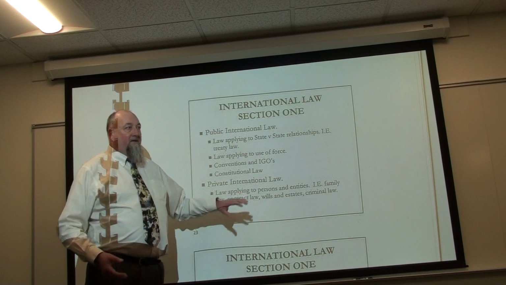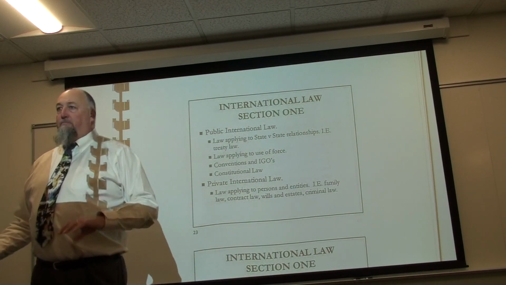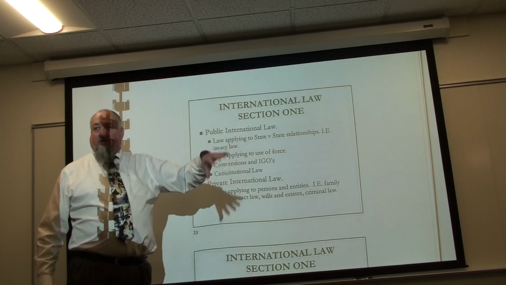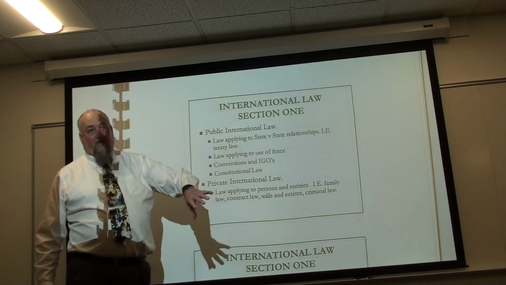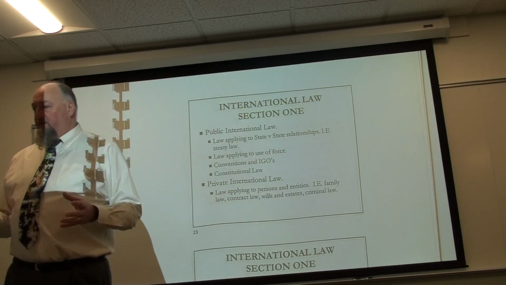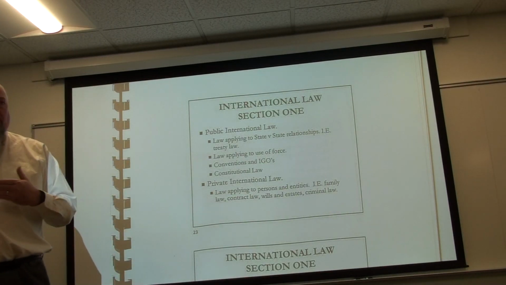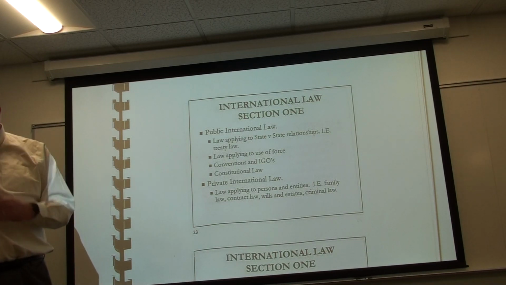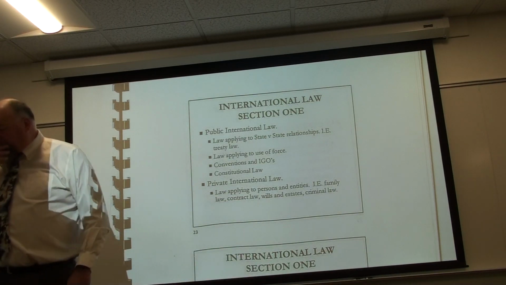And again, this goes back to those three relationships. Public international law is state versus state and persons versus state. And then private international law is the law that governs the relationship among individuals at a smaller level, right? People from different countries.